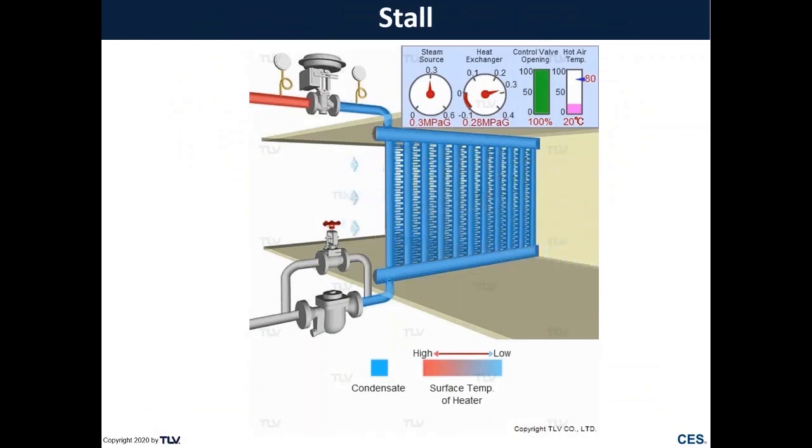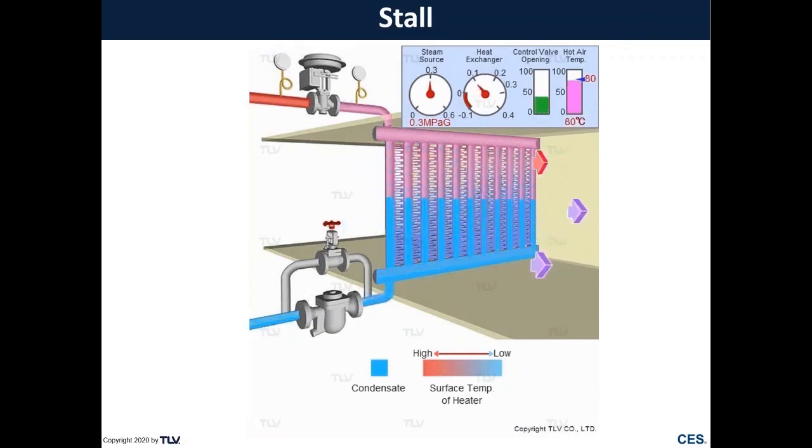The next thing we're going to talk about is stall. This is more common in heat exchangers that are modulated. In this case, we're looking at an air heater. Stall is where the inlet pressure becomes less than the back pressure, and you can no longer discharge condensate because you have a negative pressure differential across that steam trap.